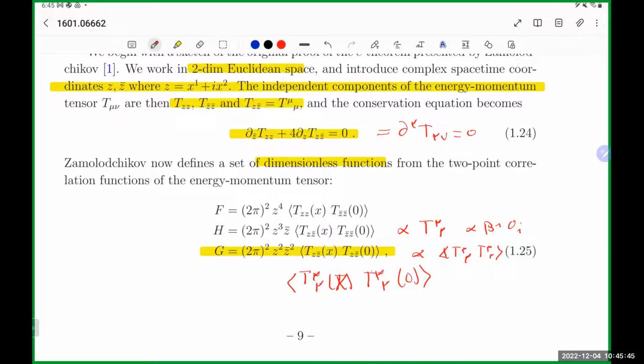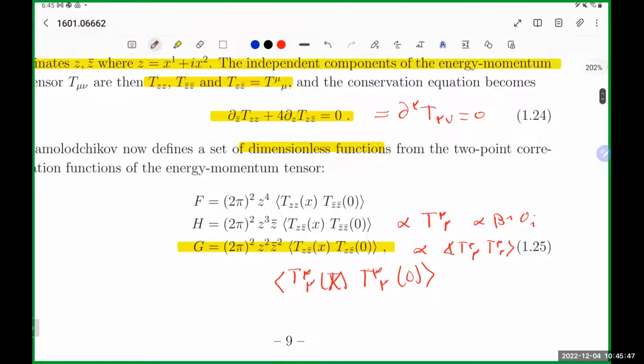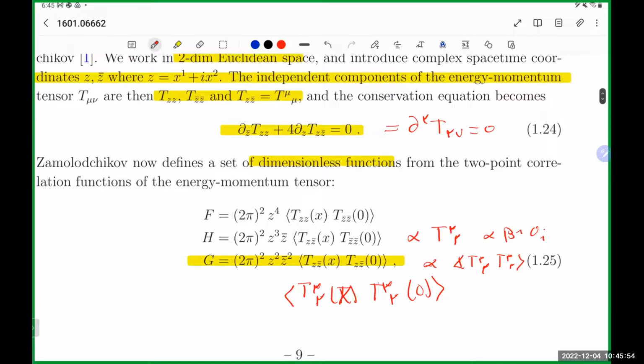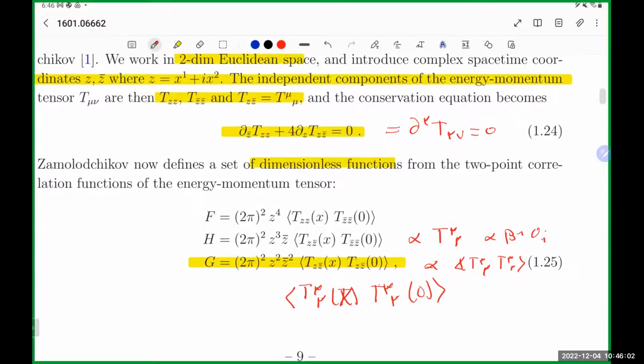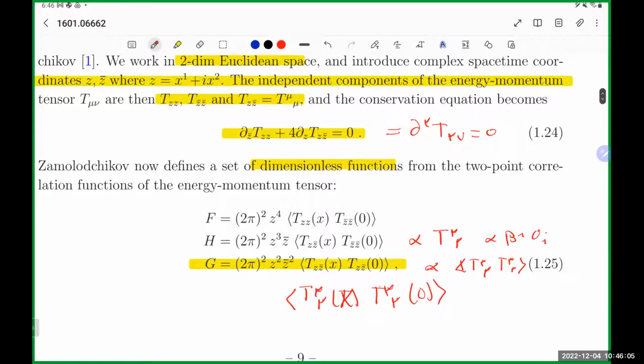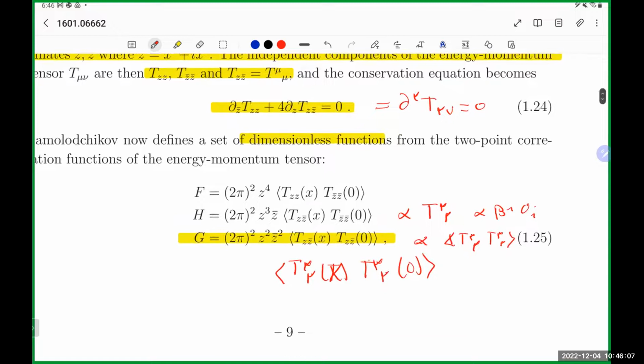So here's the thing. He constructed three functions, F, H, and G, as 2-point functions of different components of the stress energy tensor. We said that the stress energy tensor has T_zz, T_z z-bar, T_z-bar z-bar. He constructed these functions, and because of UV short distance physics, we have these coefficients that appear right here because of the OPE coefficients. These are known stuff.